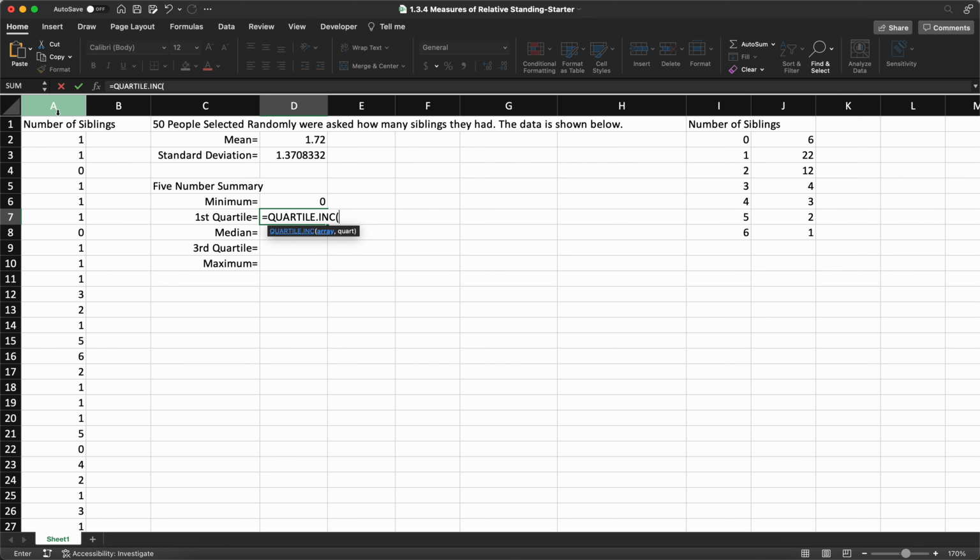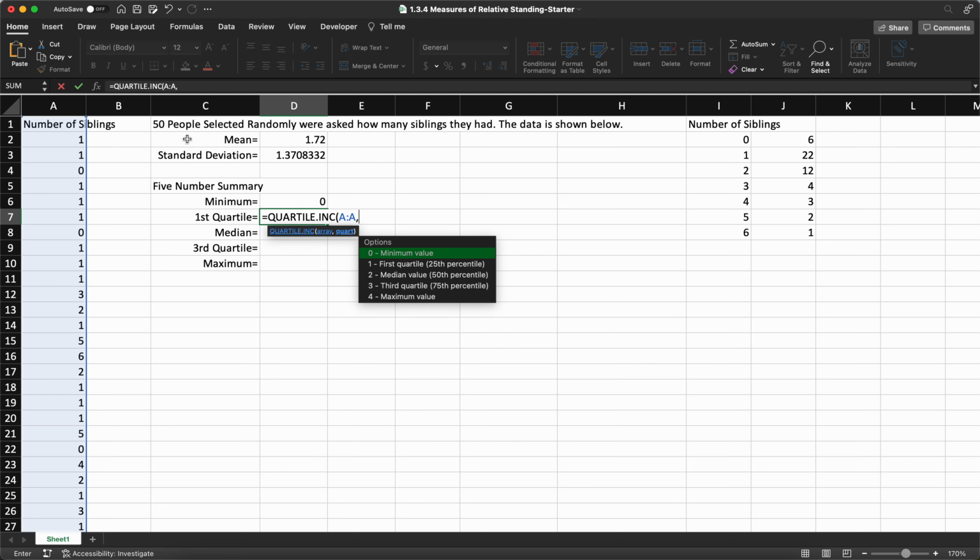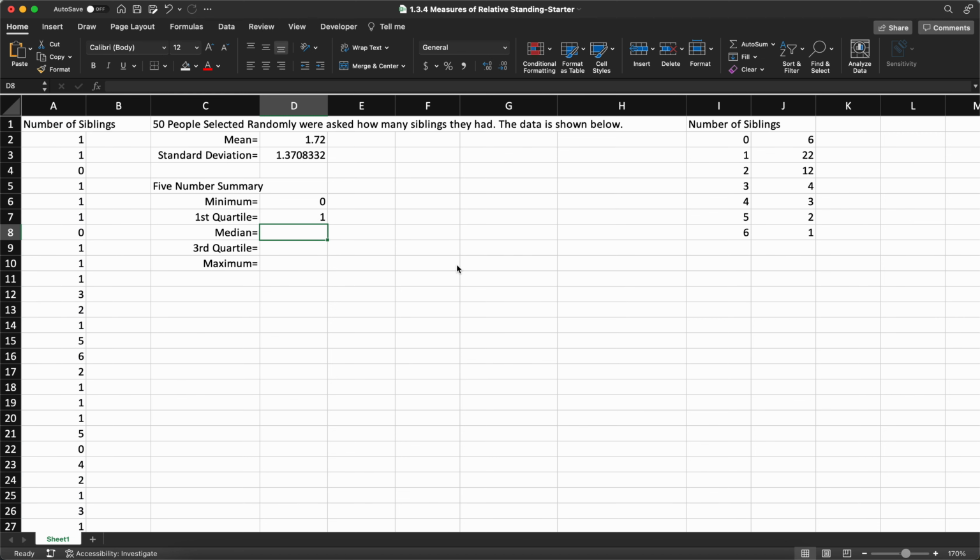This takes 2 arguments. First, I have to select the data, and then I have to tell it which quartile I want. So I want the first quartile, which you can see is written right here. Excel's actually going to find me the 25th percentile, which is a little bit different than the first quartile, and I'll try to talk about the difference between those two. But for this course, it's not really going to make much of a difference, and I think in general, it's not going to make much of a difference.